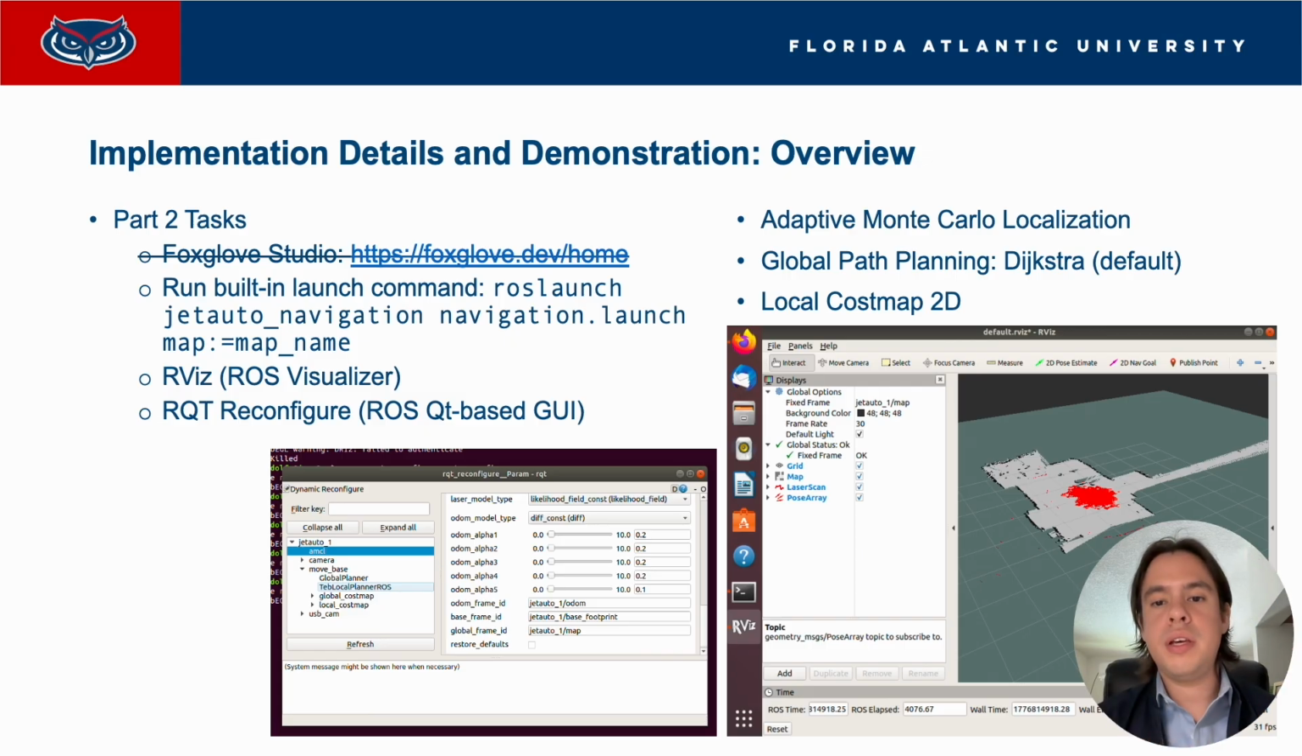The bot navigated using adaptive Monte Carlo localization. That's how I kept track of its position, and it used the Dijkstra algorithm for global planning to get to the goal. It also kept a local cost map, basically to avoid any obstacles or also adapt to small changes in the environment. Now, these are not specific parameters that I set, but I read that these are the defaults in the packages that I used.